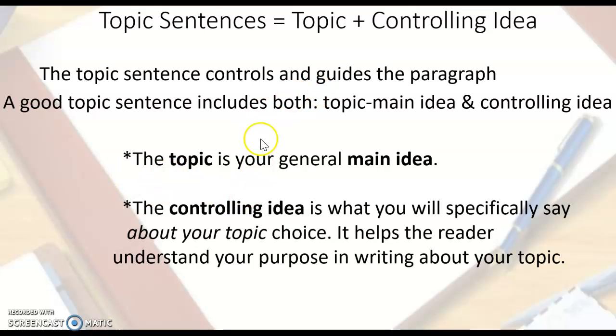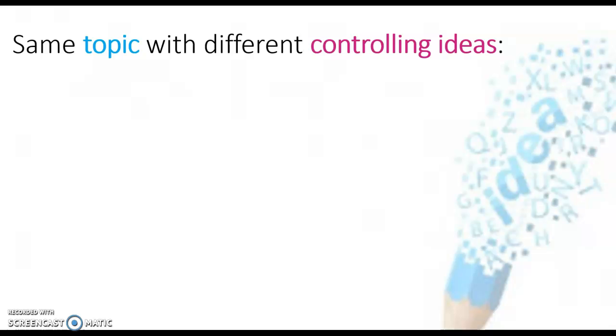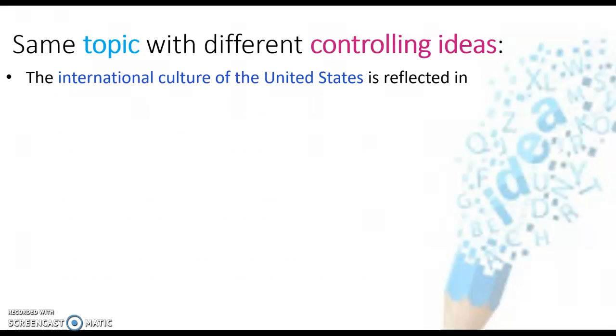But what is the controlling idea? What do you want to say about your topic? The controlling idea will inform the reader about your purpose in writing about your topic. So for example, do you think milk is healthy or unhealthy? Your topic would be milk or dairy products, and your choice, if it is healthy or unhealthy, would be your controlling idea. So you may have one topic and you may have more than one controlling idea. So let's give an example. If we have one topic, we may have different controlling ideas.